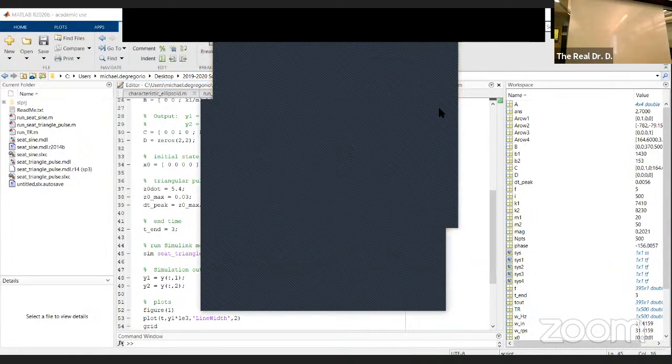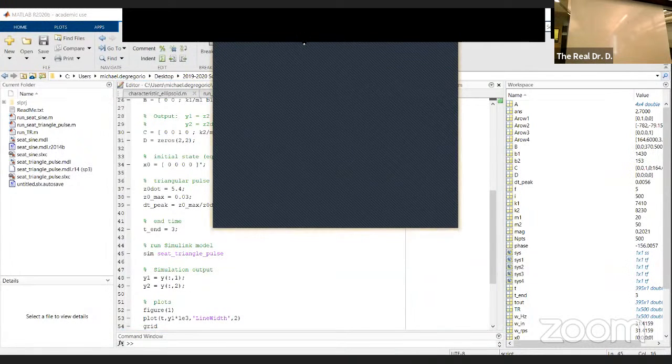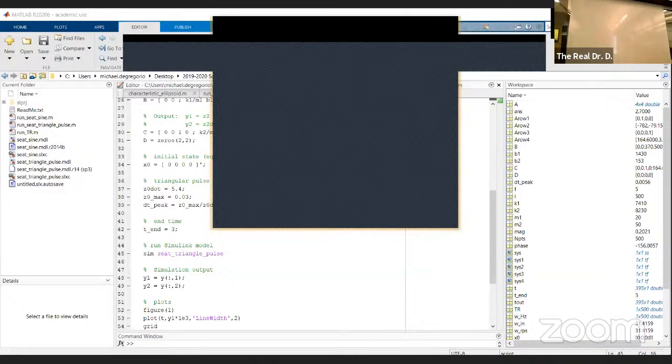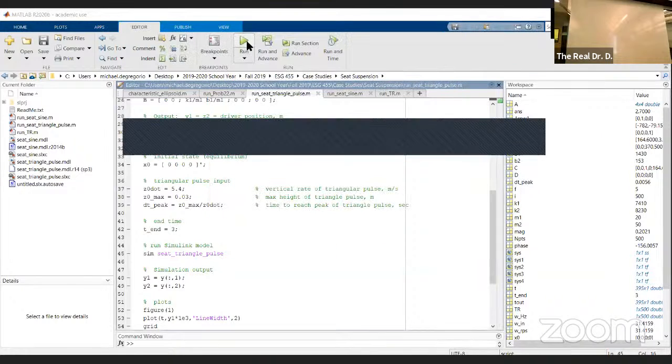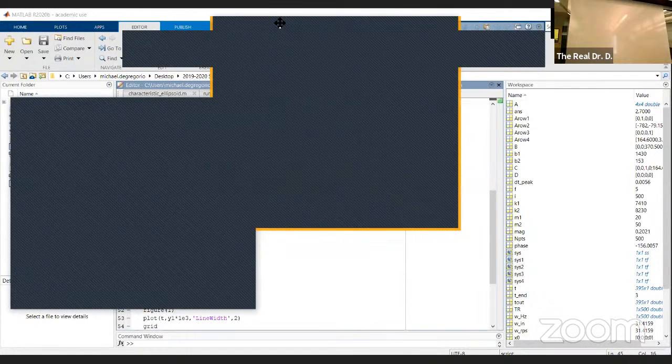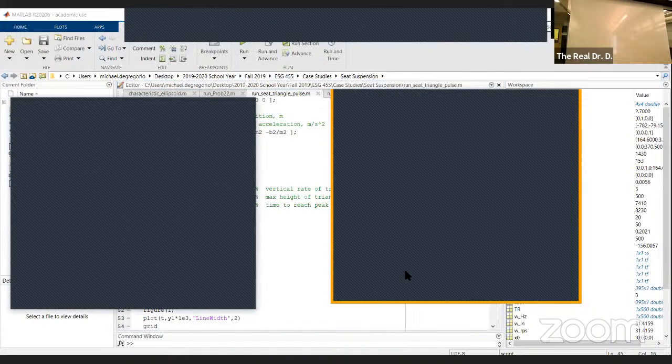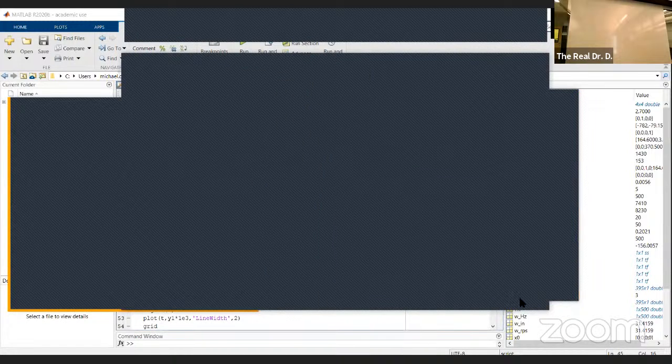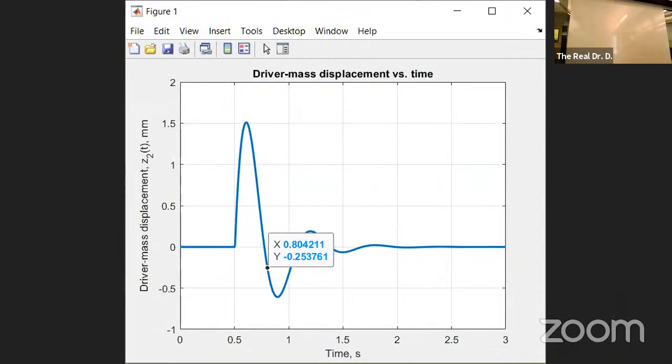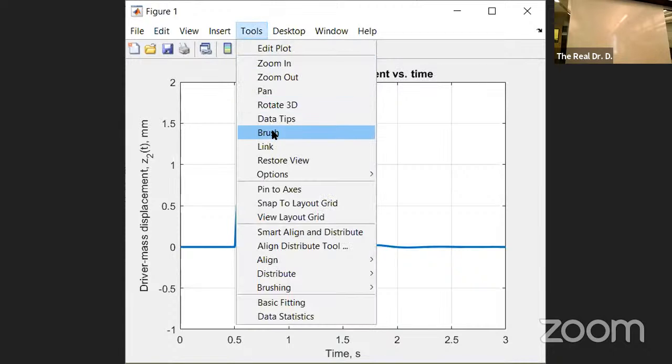Oops, sorry. I forgot to close the plots that I was using before. So obviously that makes it really fun. There we go. So let's look at this guy first. I don't know why there's a data tip there.